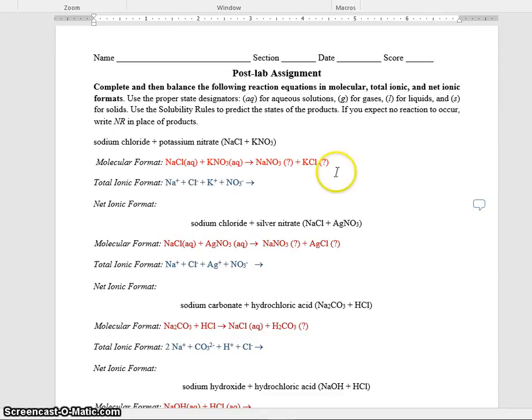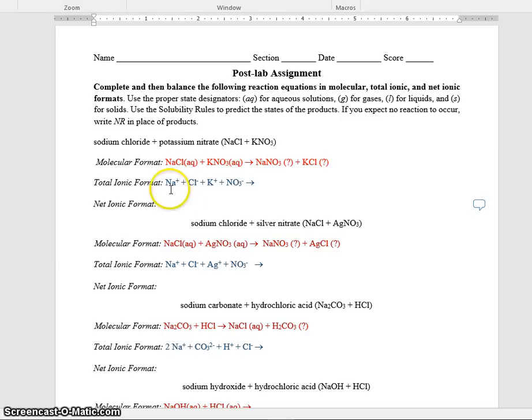Now you have to predict the products, and I've already done it here, but basically it helps if you put the total ionic format, if you start writing it out, because when you put sodium chloride in water and it dissolves, it's no longer sodium chloride molecules floating around, it's sodium ions and chloride ions. Likewise, potassium nitrate, when you put it in water and it dissolves, you have potassium ions and nitrate ions.